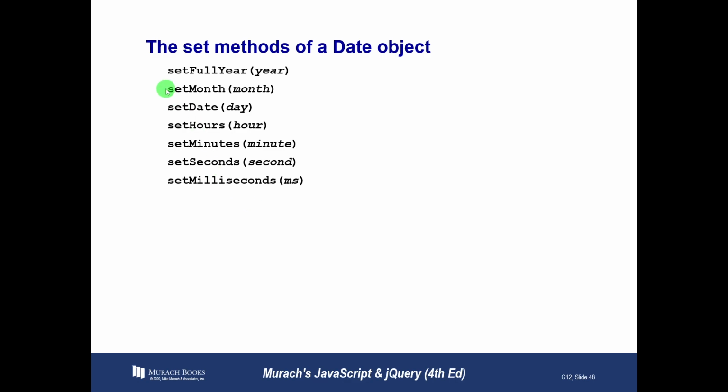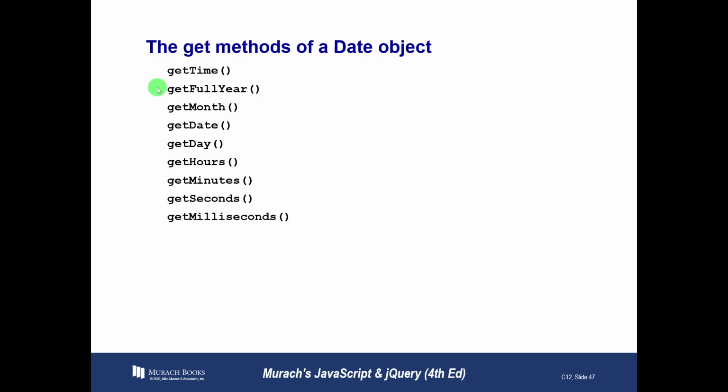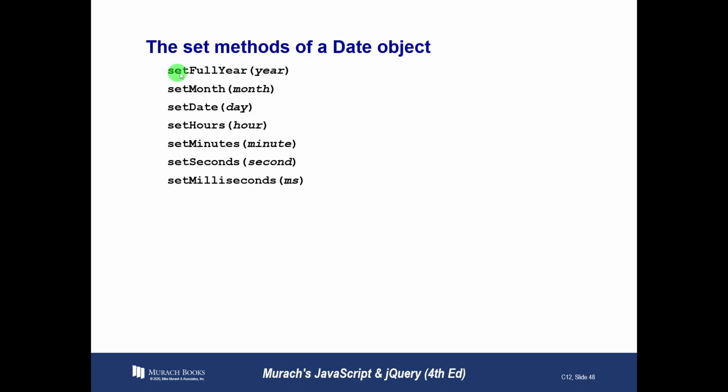We can also set things. We can set the full year to change the year on a date object. We can set the month to change the month. We can set the date to change the day. We can set the hours and the minutes and the seconds and the milliseconds individually.